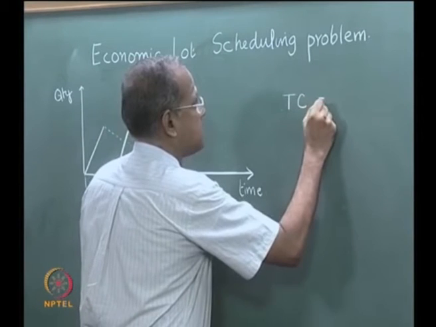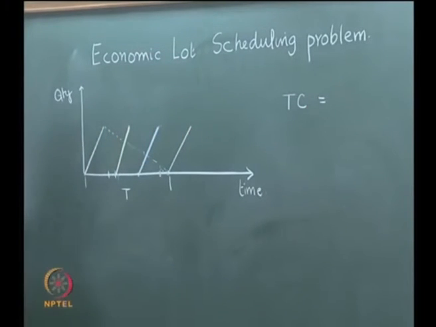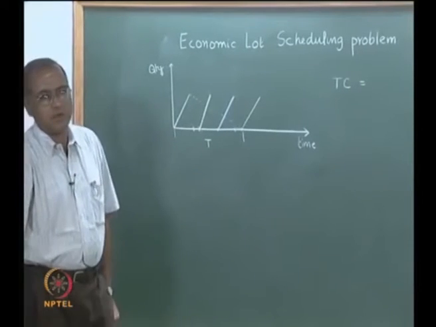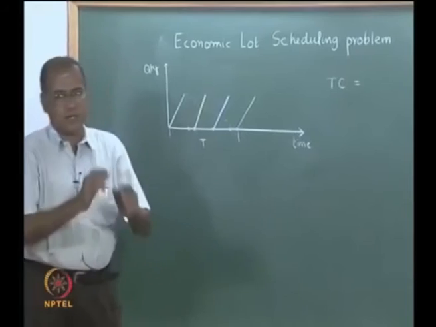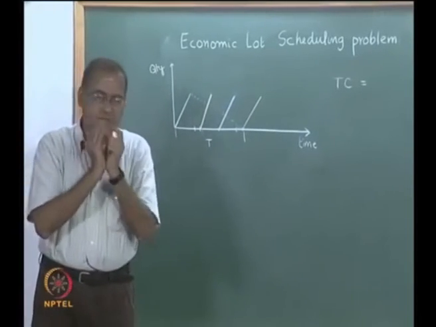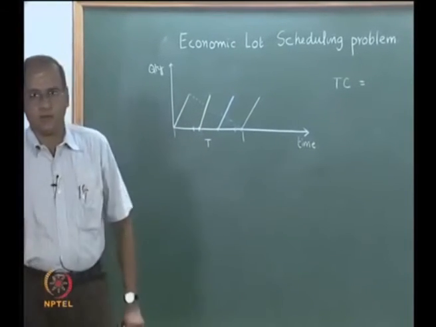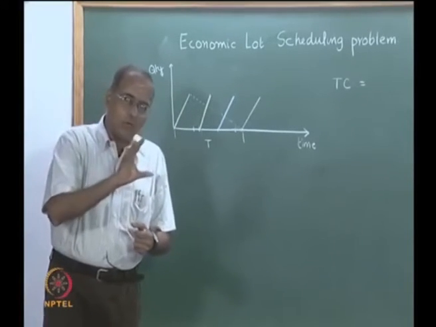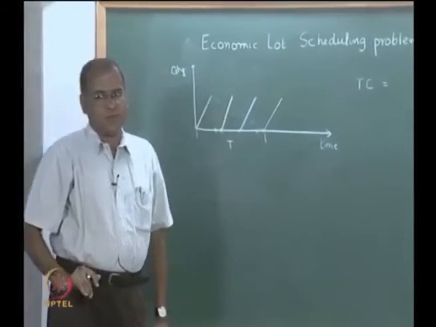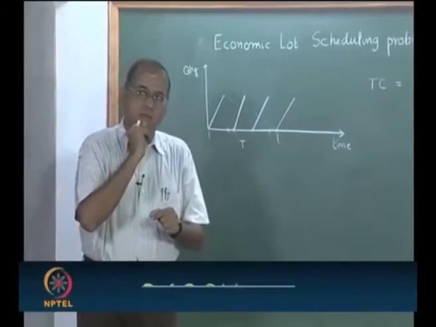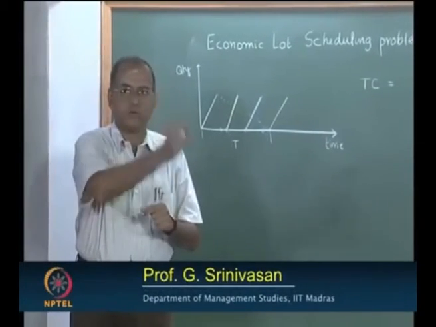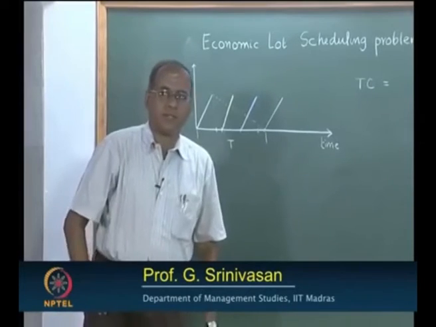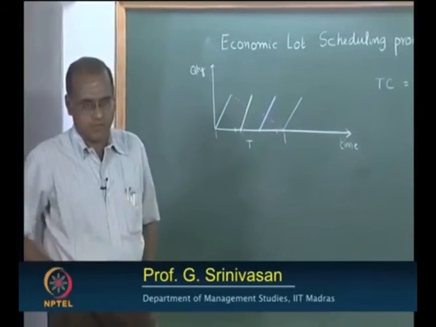So total cost is the sum of the costs associated with all the 3 items, in general n items. For each item there is an ordering cost, a setup cost, and a carrying cost. As mentioned earlier, setup cost is the equivalent of ordering cost. Ordering cost is when we buy the item from outside, while setup cost is incurred when we produce.